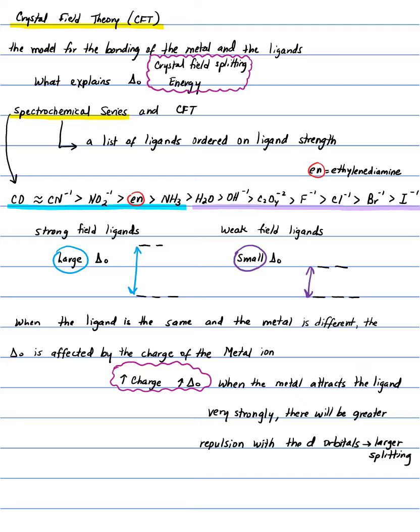When you have a smaller metal center, it can pull the ligand strongly, which is going to cause your orbitals to feel a larger repulsion and the splitting will be larger. That's why when the charge of the metal is increasing, the splitting, or that separation between your d orbitals, is also increasing. They're going to feel a larger repulsion between them because your positive metal will be pulling those ligands stronger than a metal that has a larger size.